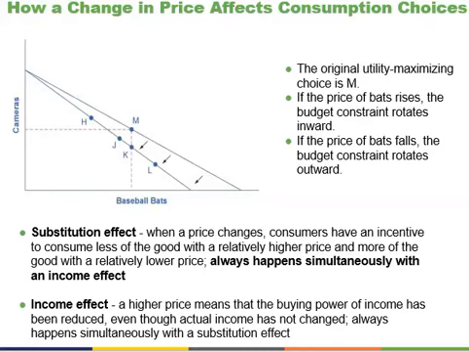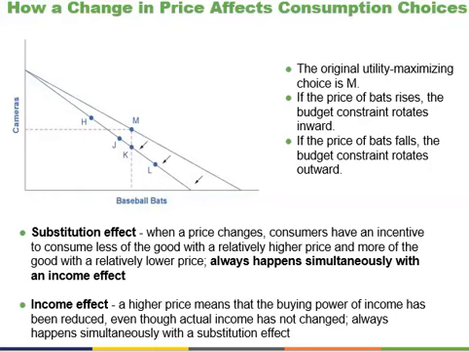The income effect is that a higher price means the buying power of income has been reduced, even though actual income has not changed, which leads to buying less of the good when the good is normal. In this example, the higher price for baseball bats would cause Henry to buy fewer bats for both reasons. But exactly how much will a higher price for bats cause Henry's bat consumption to fall?